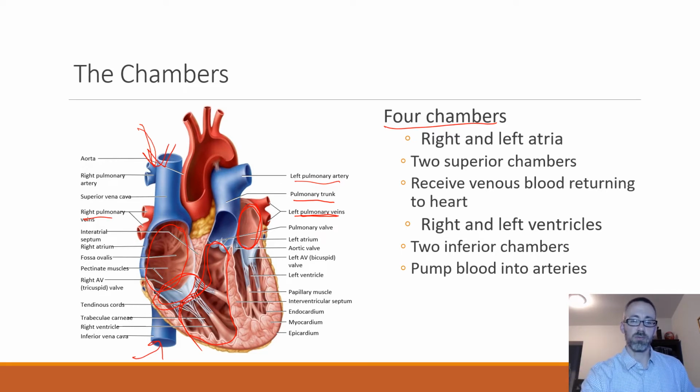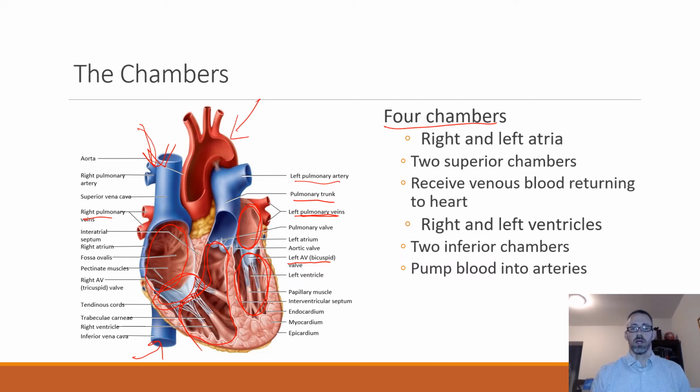Separating the left atrium from the left ventricle, which is right here, is our left AV valve, otherwise known as our bicuspid, or more commonly, probably the mitral valve. I'll get back to that. So that's the mitral valve. The left ventricle's job is to eject that oxygenated blood into the systemic circulation. So it's going to be pumping into the aorta, and you can see the aorta right here.